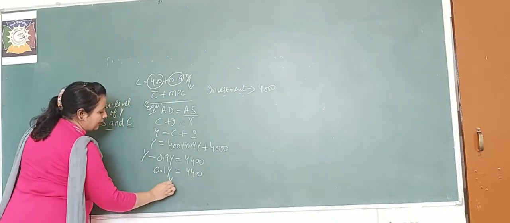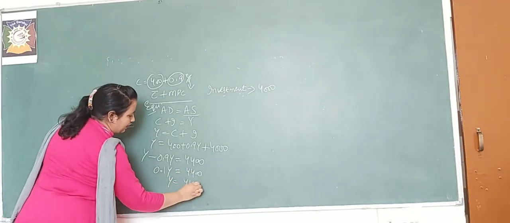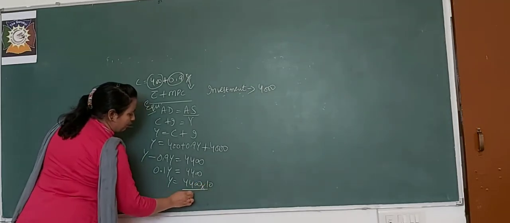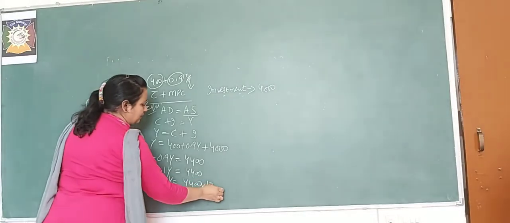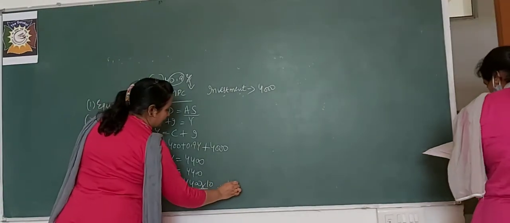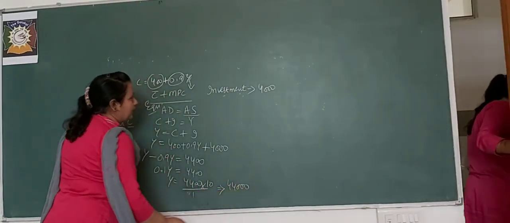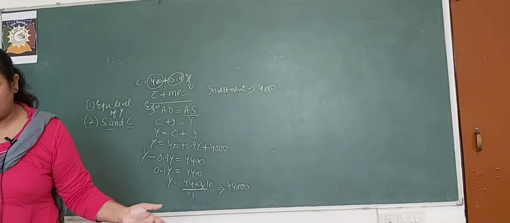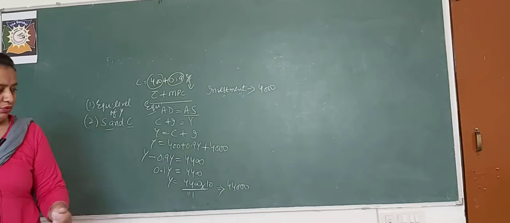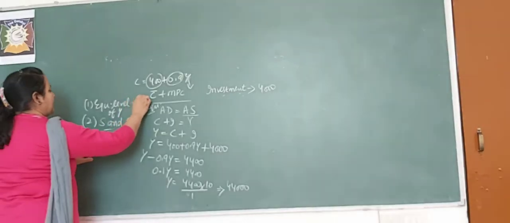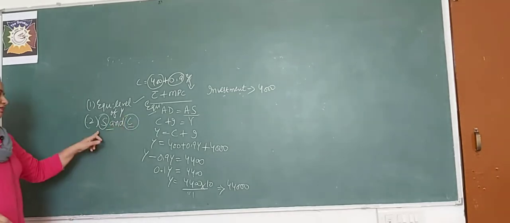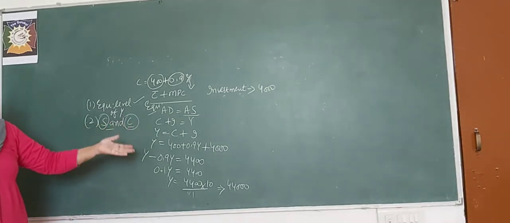Y is equal to 4400 upon 0.1, into 10. Point will remove because 10 I have taken. It means the level of income will be 44,000. This is the level of income. So my first part is completed. In the second part I have to find S and C. S means saving and C means consumption.